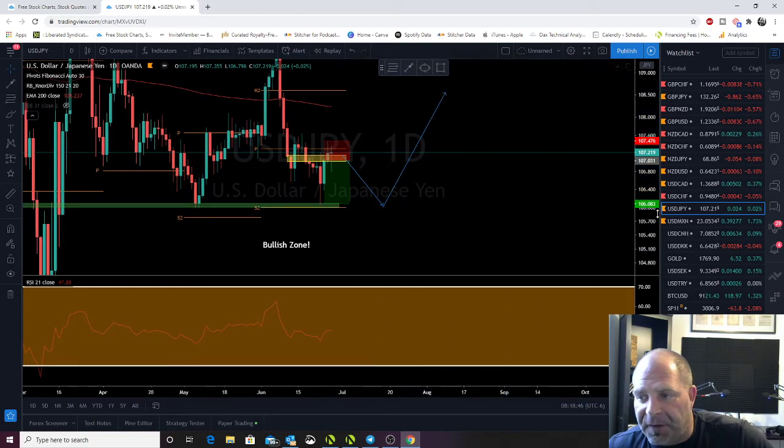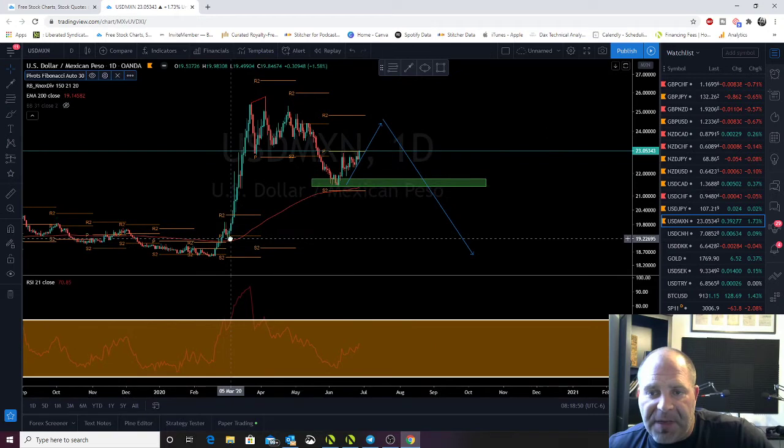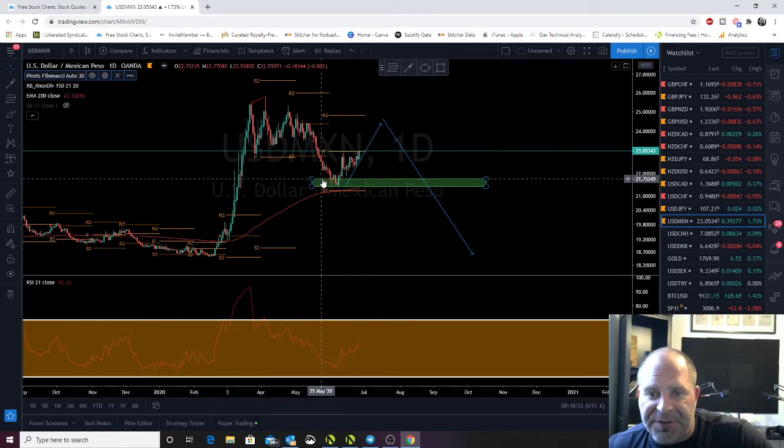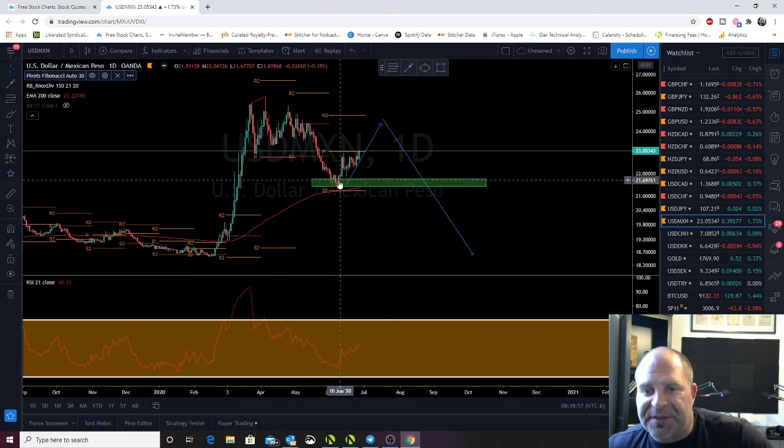That's what I'm looking for on USD Mexican peso. You guys know I don't actively trade this pair. I just like doing technical analysis on it. So we have a good support here.